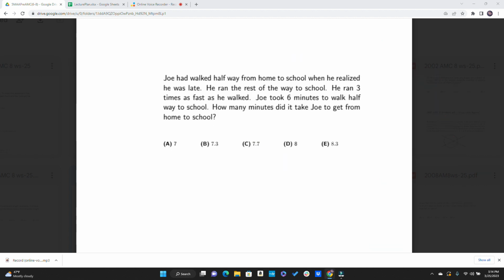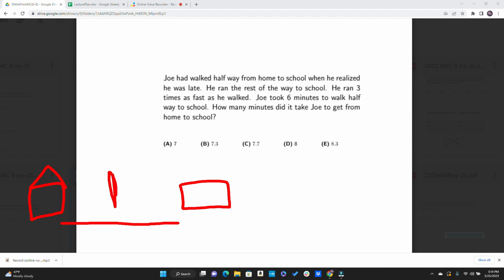Okay, Joe walked halfway from home to school when he realized he was running late. Okay, let's draw that out. Here we've got home. Here we've got school. And when Joe gets halfway, he realizes he's running late. So it took him 6 minutes to get halfway because he was walking. And then he ran three times as fast as he walked to get the rest of the way. So if it took him 6 minutes to get halfway walking, how long is it going to take him to get the other halfway running?